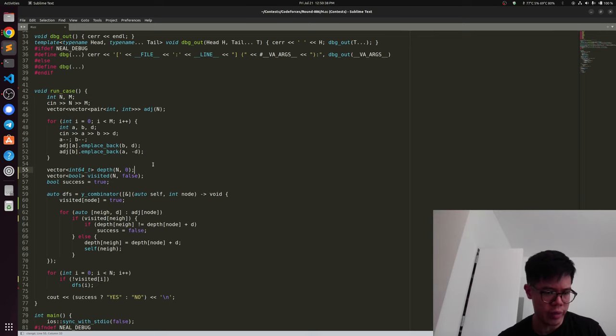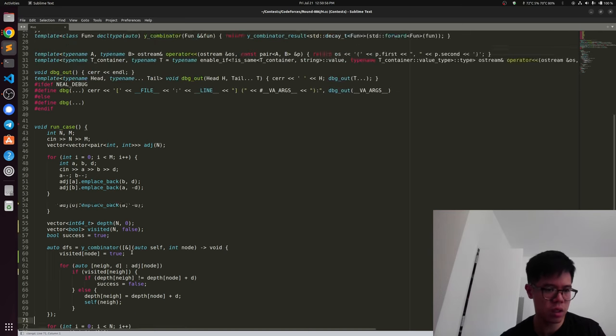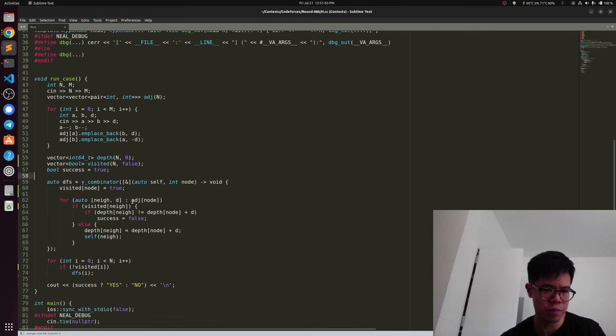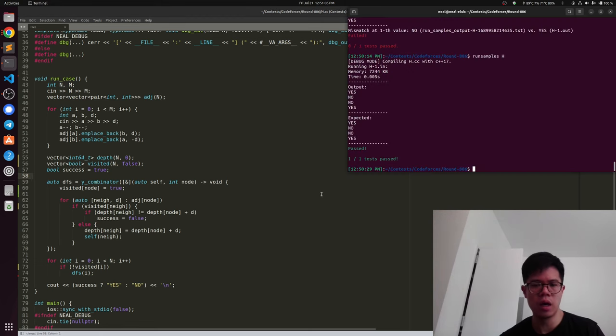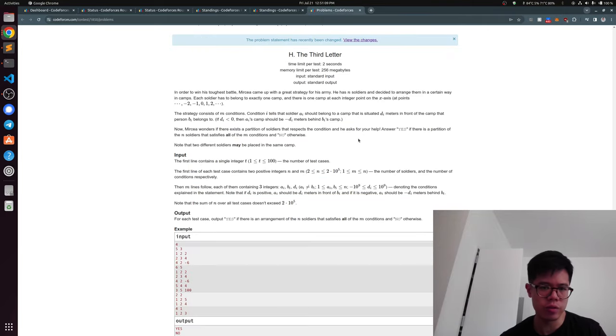All right, so that's basically what we're doing. If our neighbor has been visited, we just check the constraint, make sure it works. If not, we set success to false. If we haven't visited there yet, then we need to set the depth and then DFS there. And then we just need to hit all of the different connected components. And so the code ends up being pretty simple, a pretty short problem in terms of final results. But yeah, there we go. That is the full contest.